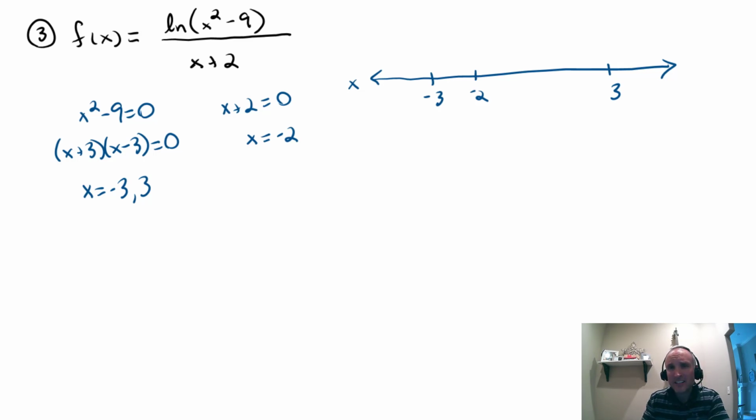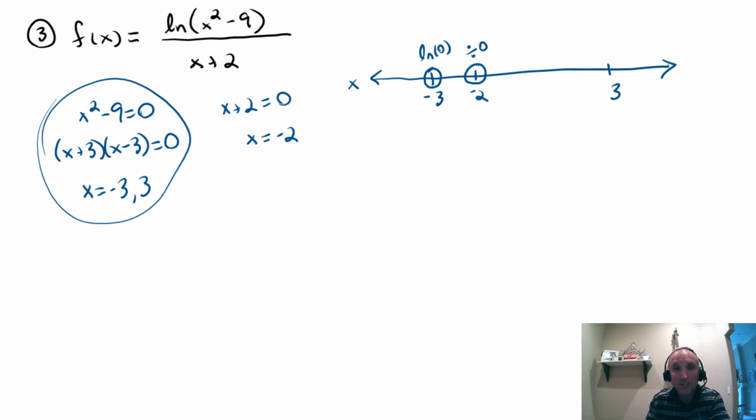If I plug negative 3 in, that's going to give me a 0 in my natural log. So I know I'm going to have a natural log of 0, which is bad. I don't want to include that. If I plug in negative 2, that's going to make my denominator 0. So that's going to cause me to divide by 0, which is also bad. I don't want to include that. And if I plug in positive 3, I already know, because it made this equation true, my argument's going to be 0. So I'll get a natural log of 0 again, so I don't want to include that.